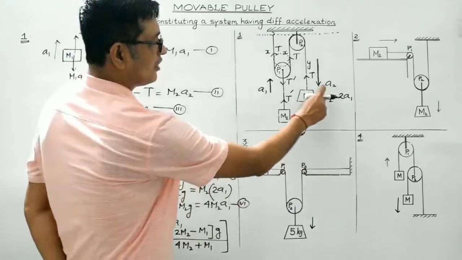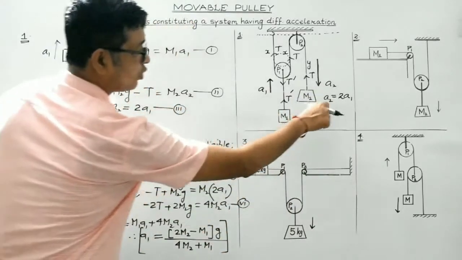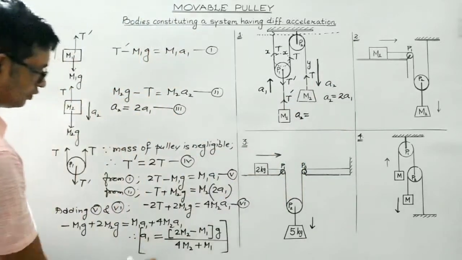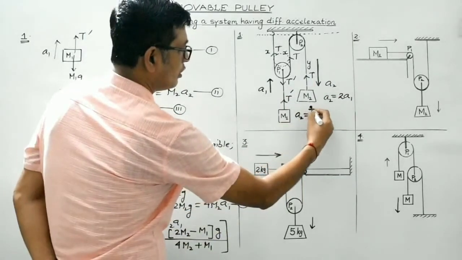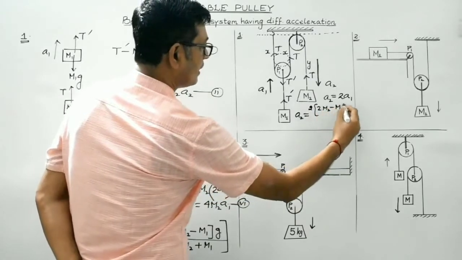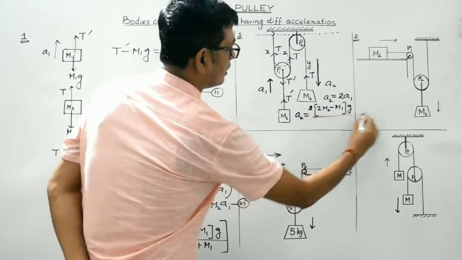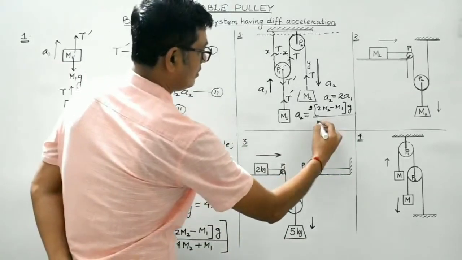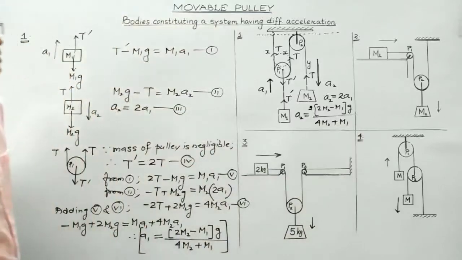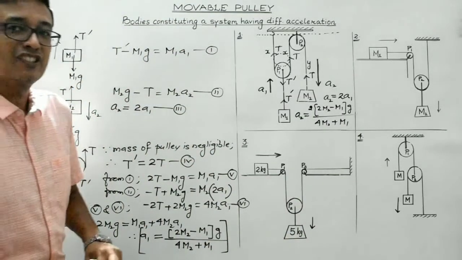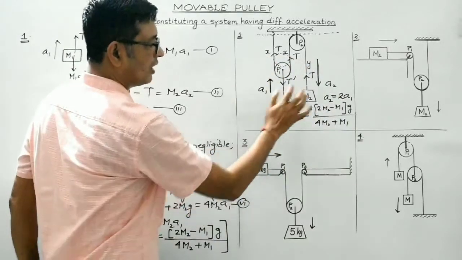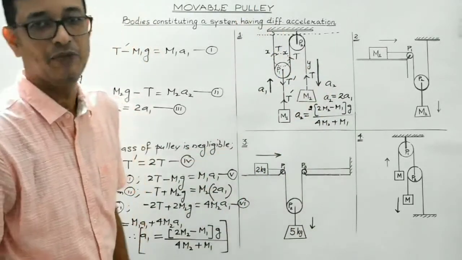Now what will be the acceleration of M2? It will be equal to twice of A1. So A2, it will be equal to twice of A1. So what we get is twice 2M2 minus M1 into G divided by 4M2 plus M1. So we have obtained the acceleration A1 and A2 for both bodies, for mass M1 as well as for M2, right?